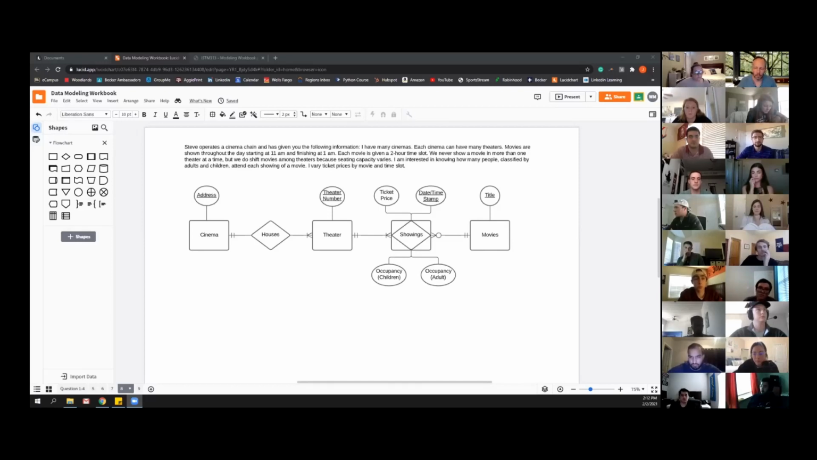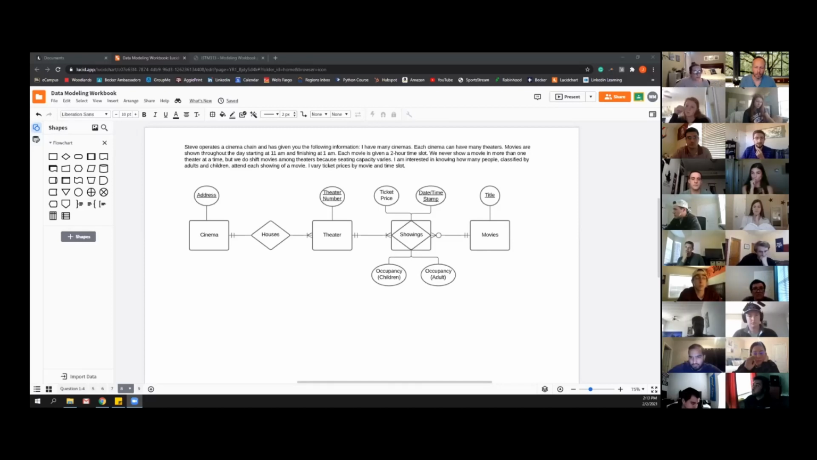For theaters, we had showings as the associative entities, where a showing will be attached to one theater and one movie only. And a theater will have at least one showing, otherwise it probably wouldn't be a theater at that point, and movies can be shown at different showings. But we decided to use the date timestamp for the showings for the key, and thought that maybe a showing ID would be extraneous information, I think is what we decided.